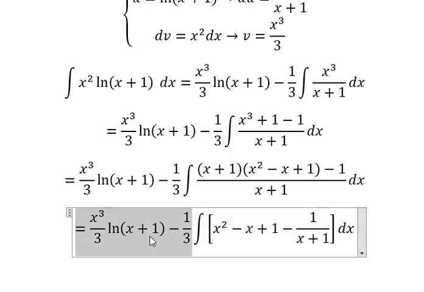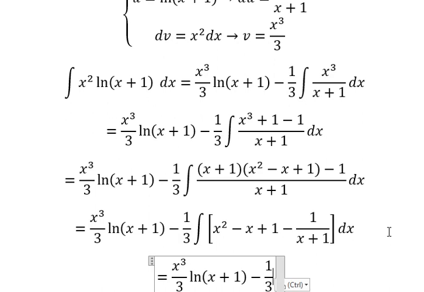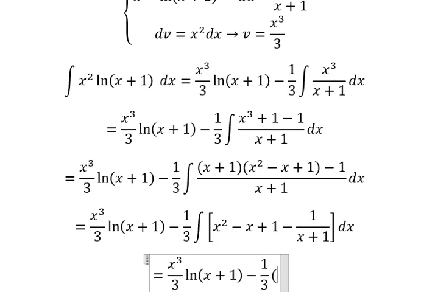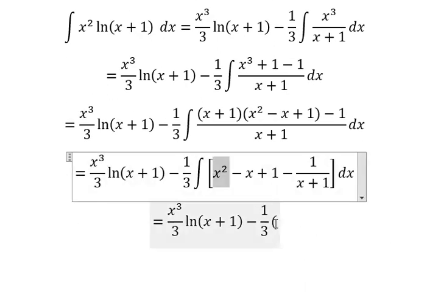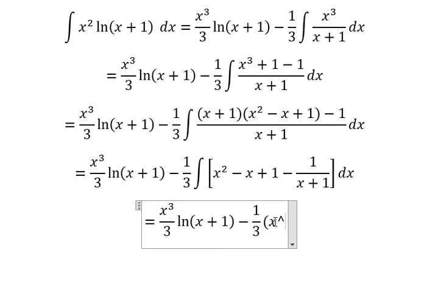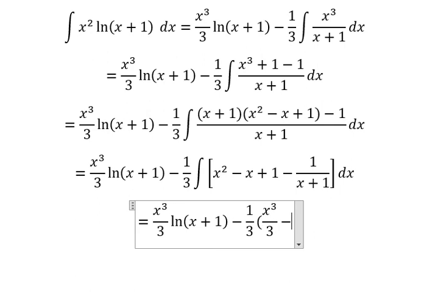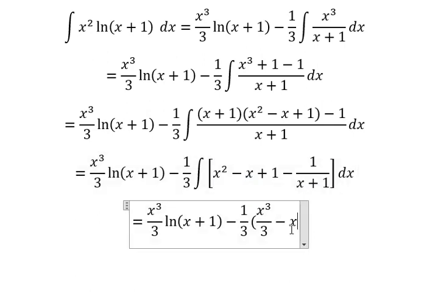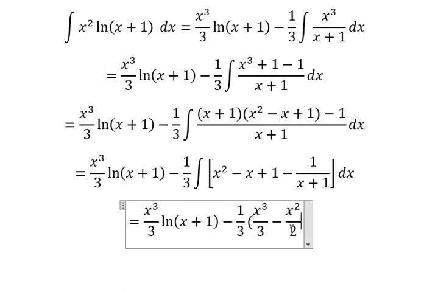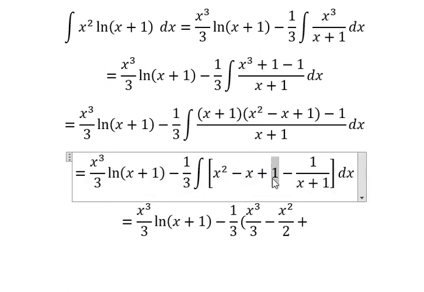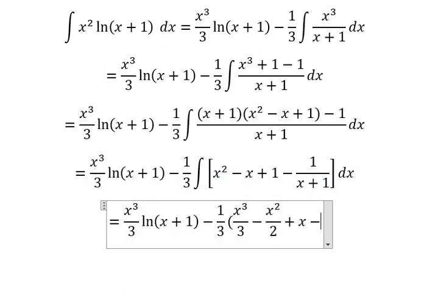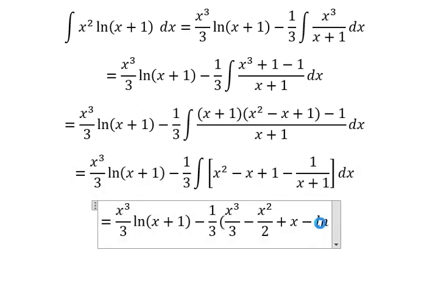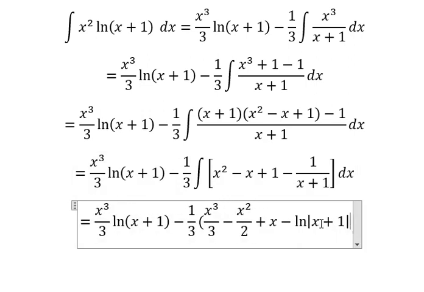Now we have the final answer. The integration of x squared, we have x to the power of 3 over 3. The integration of x, we have x squared over 2. The integration of number 1, we have x. The integration of this one, we have ln of the absolute value of x plus 1.